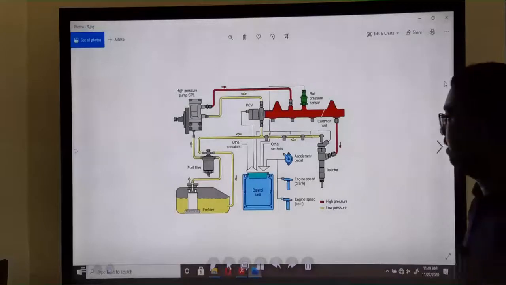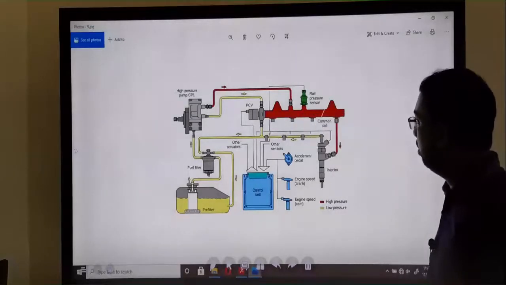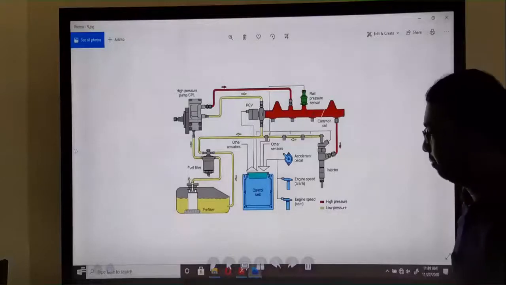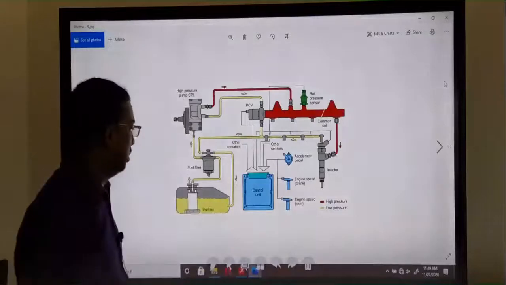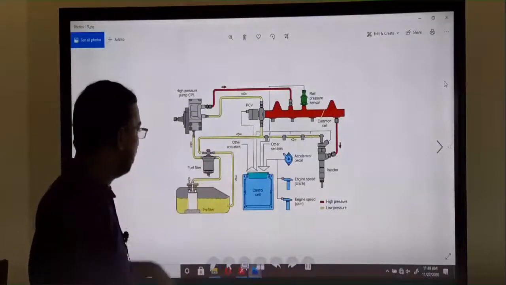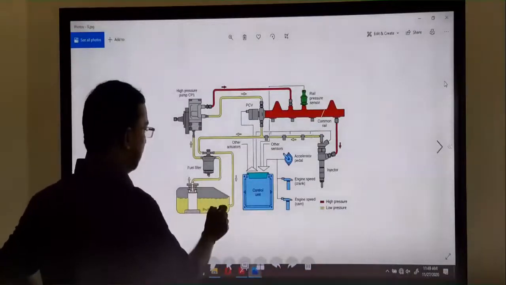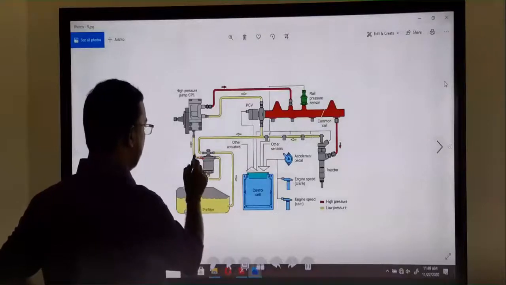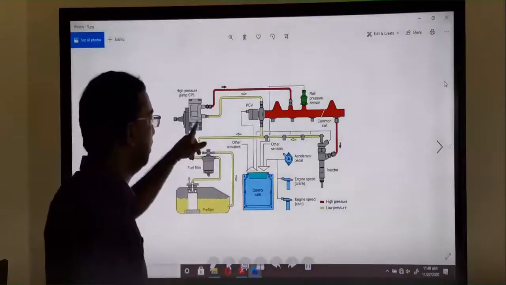It's the same here, but in modern vehicles there is no need for this accumulator, because this type of diesel vehicle uses the common rail. This is called the common rail. We can see here the fuel tank and the fuel filter. The fuel comes through this filter and goes to the high pressure pump. Here we use the high pressure pump.